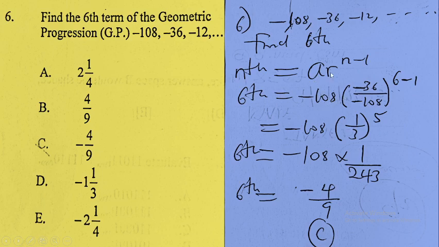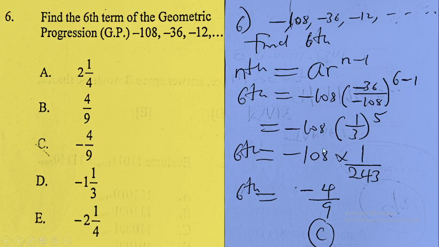Then the constant ratio. How do we get the constant ratio? It is by dividing the second term by the first term, or you divide the third term by the second term, and that will give us 1/3 if you do that. Then n is 6. We are looking for 6 times minus 1. That will give us 5.